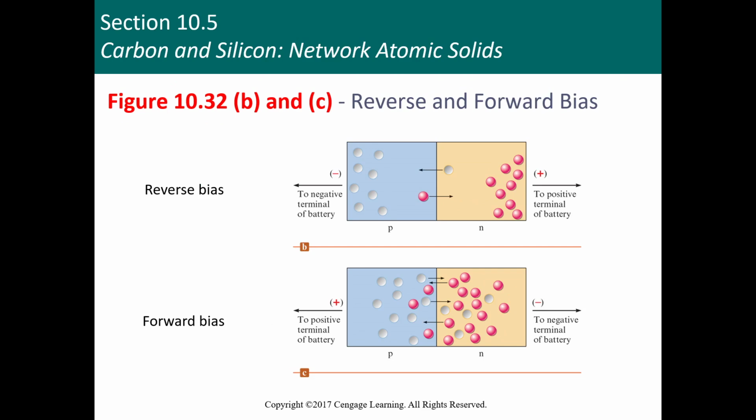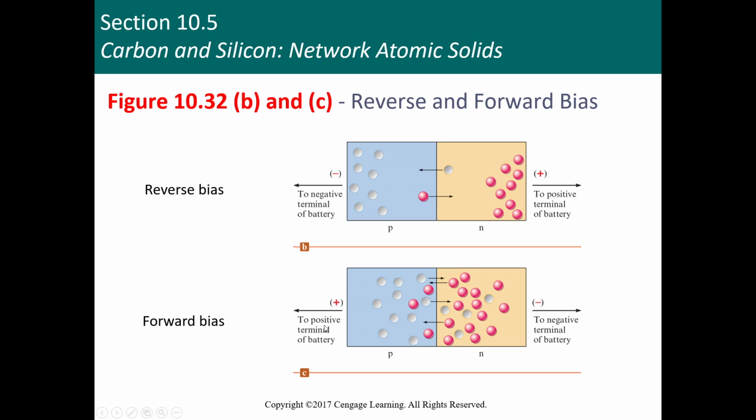So, reverse and forward bias. So reverse bias, our negative is to the negative terminal of the battery, and our positive is to the positive terminal of the battery, will cause these holes and electrons to be reversed.